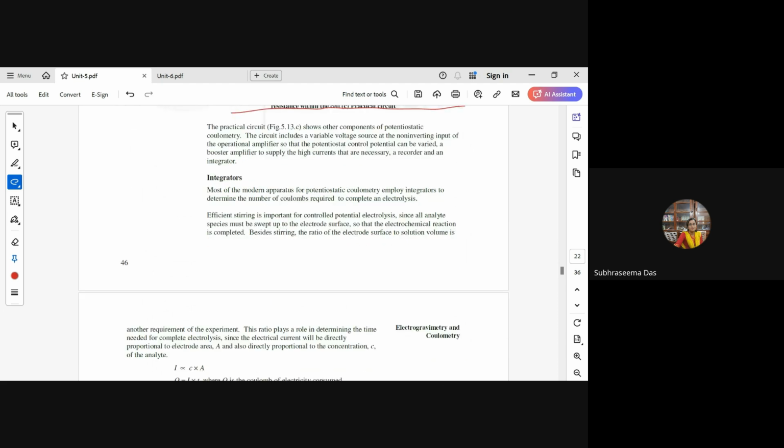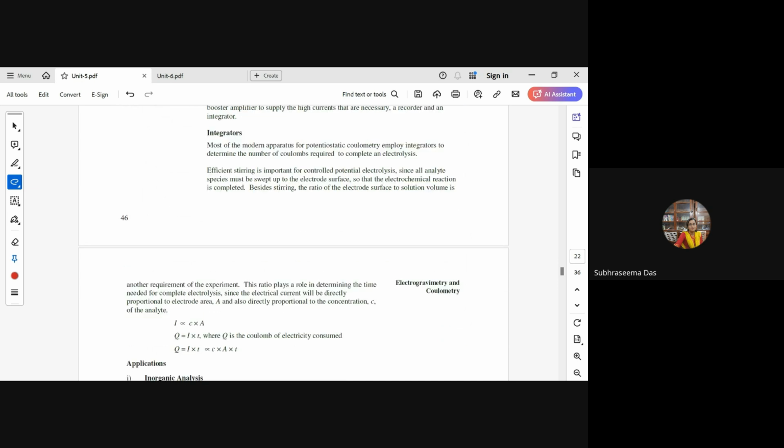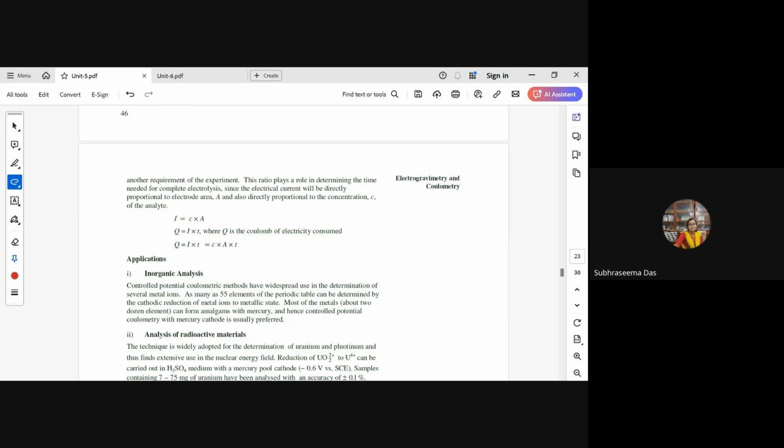Efficient stirring is important for controlled potential electrolysis. Besides stirring, the ratio of the electrode surface to the solution volume also plays an important role. Current I is directly proportional to C into A. Now, since we know that Q is equal to I into t, and I is proportional to C into A, we can write that Q is directly proportional to C into A into t.